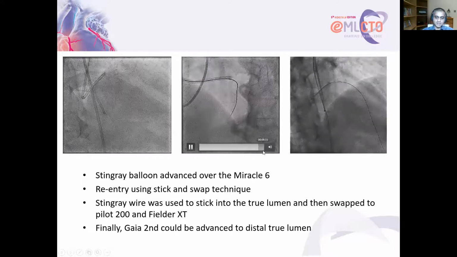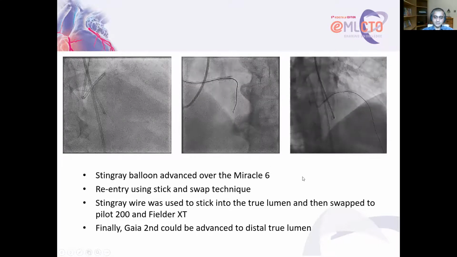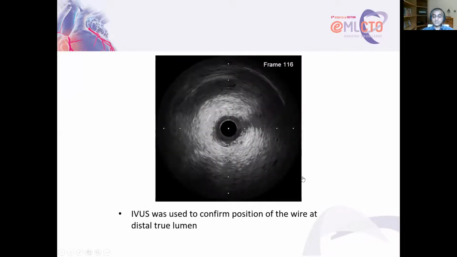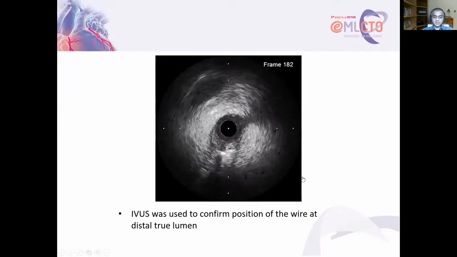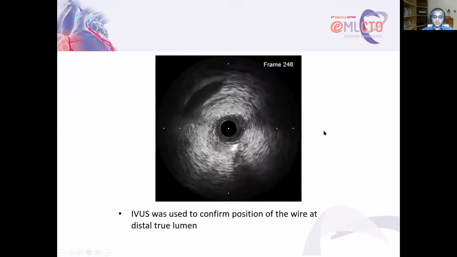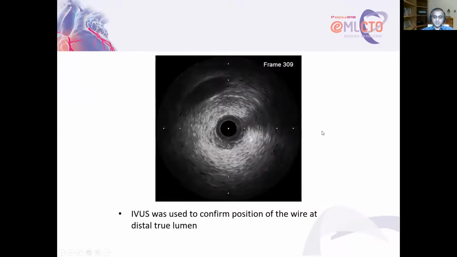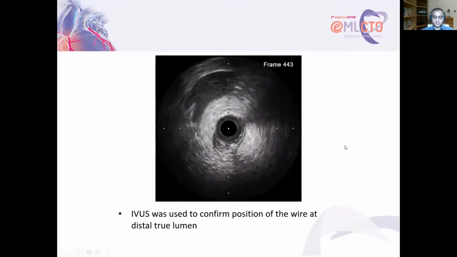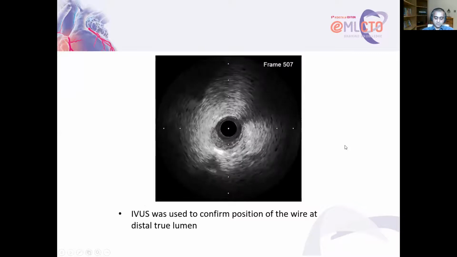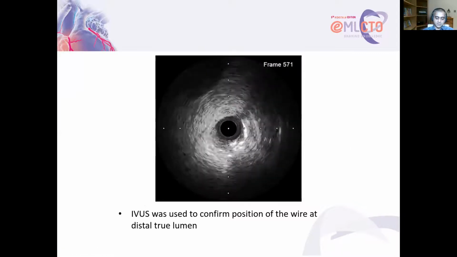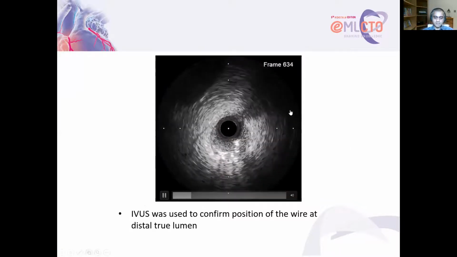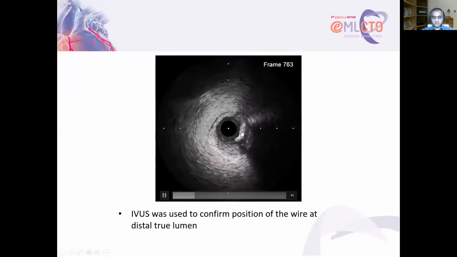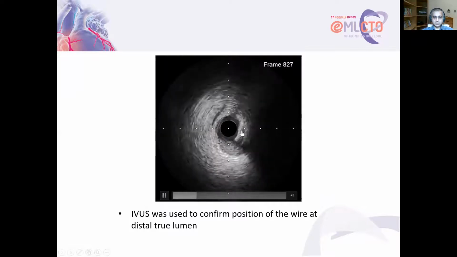Now, having said that, I can't be 100% confident that that is the case. So what I elected to do was to advance an ultrasound probe over the Gaia Second wire to confirm that I was in the true lumen. So what is the IVUS showing here? Well, the IVUS is showing that I am actually, in fact, in the true lumen here. The size of the vessel is probably a little bit over 2 millimeters.